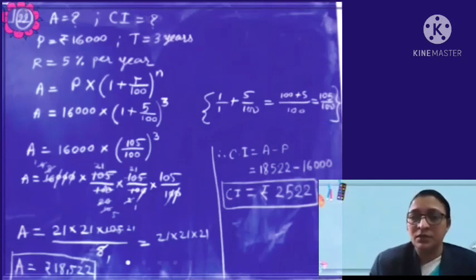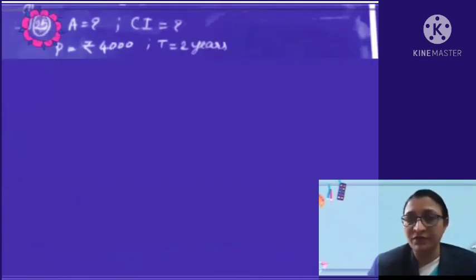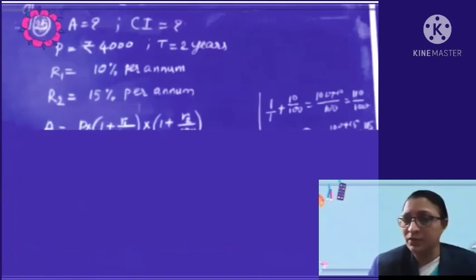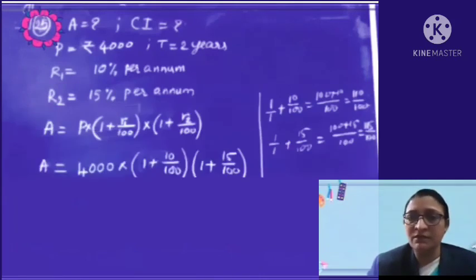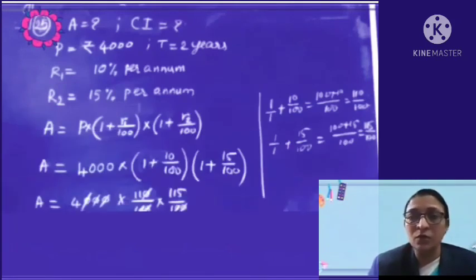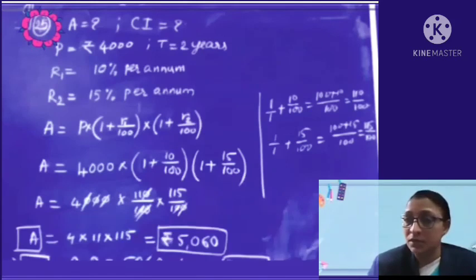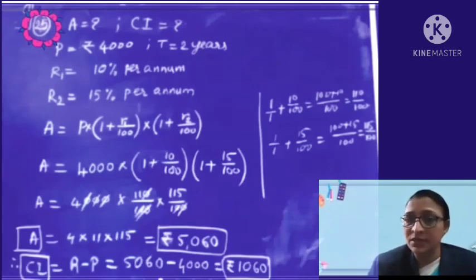Dear students, let us now conclude with the last example. Question number 25. Amount and compound interest we have to calculate. Principal is given 4,000 rupees for 2 years. Rate for the first year is 10% per annum and rate for the second year is 15% per annum.